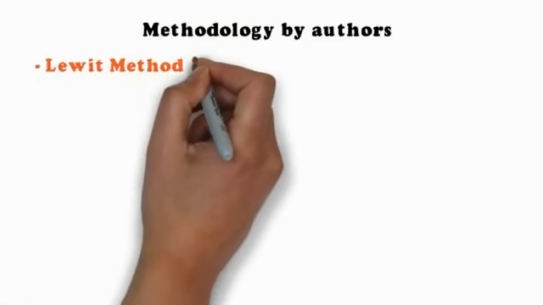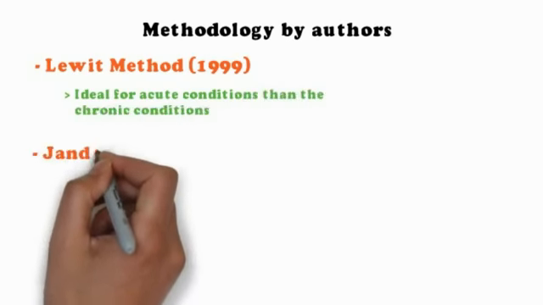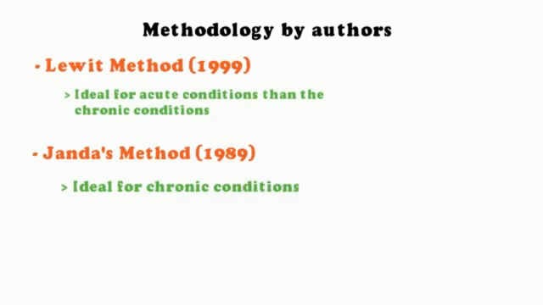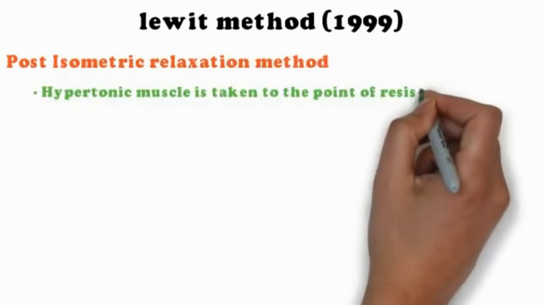Methodology by authors: Leavitt method and Janda's method. Leavitt method is ideal for acute conditions, whereas Janda's method is ideal for chronic conditions. Let's see about the Leavitt method, that is the post-isometric relaxation method.